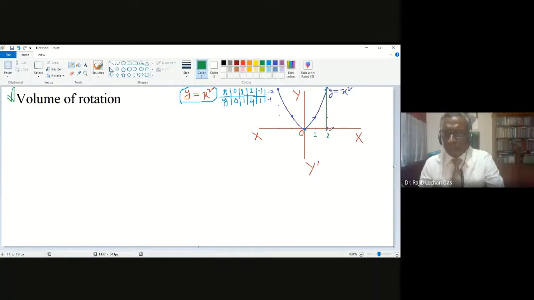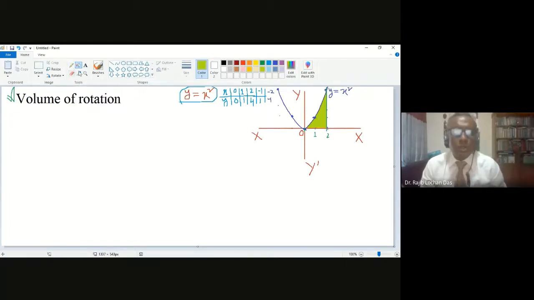And if I now rotate this, what will happen actually? This area will be rotated. Let me just shade this. So this green color area will be rotated and the 3D shape will be made, right?